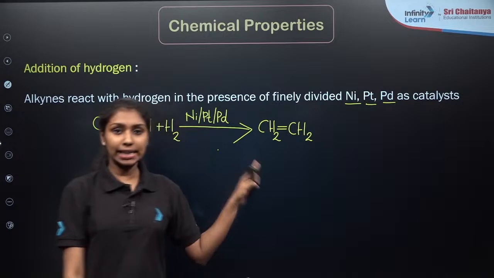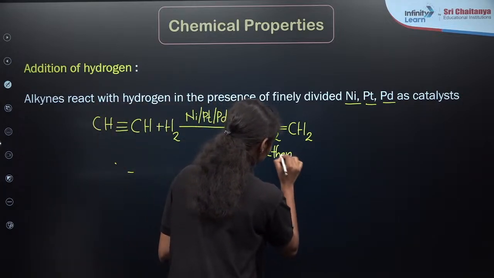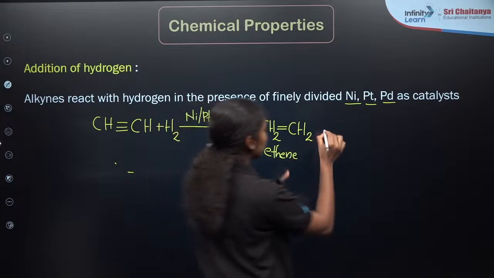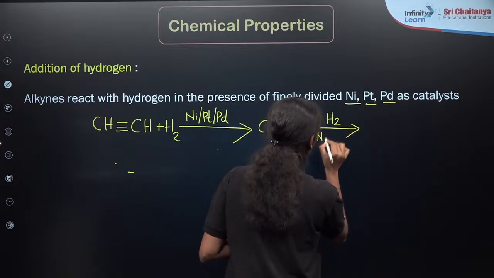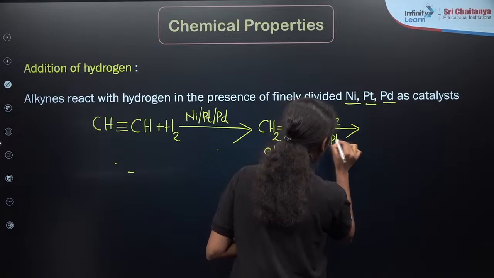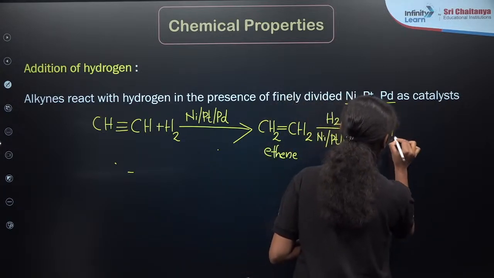I am getting an alkene right here. It will be ethene. If I continue the same process by adding hydrogen in presence of nickel, palladium, platinum, I will get an alkane compound. It will be CH3CH3, our ethane molecule.